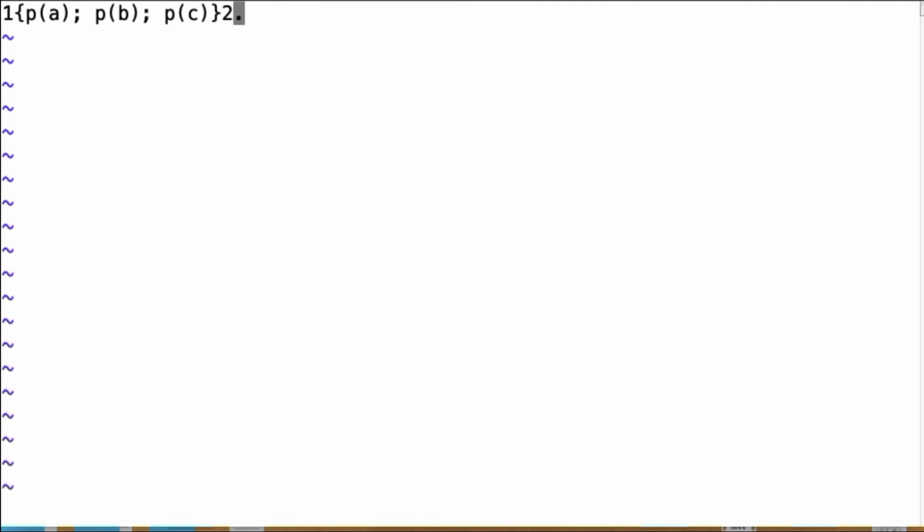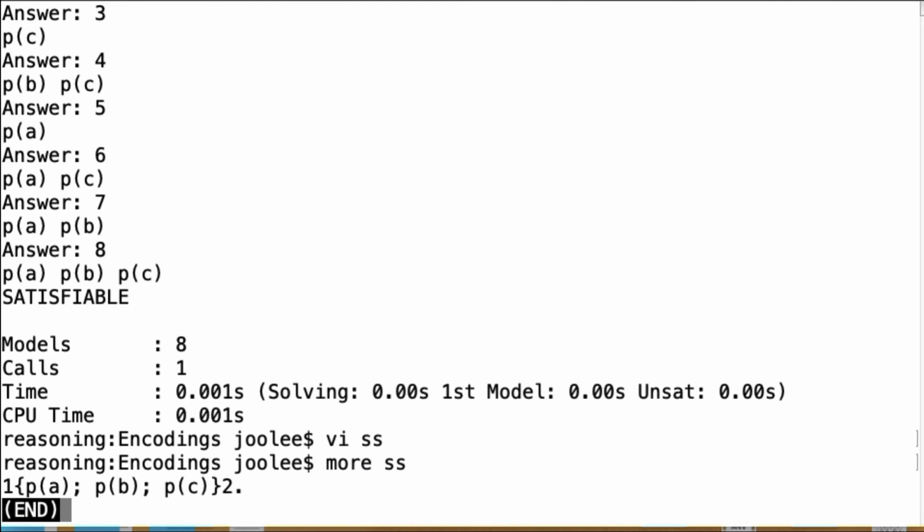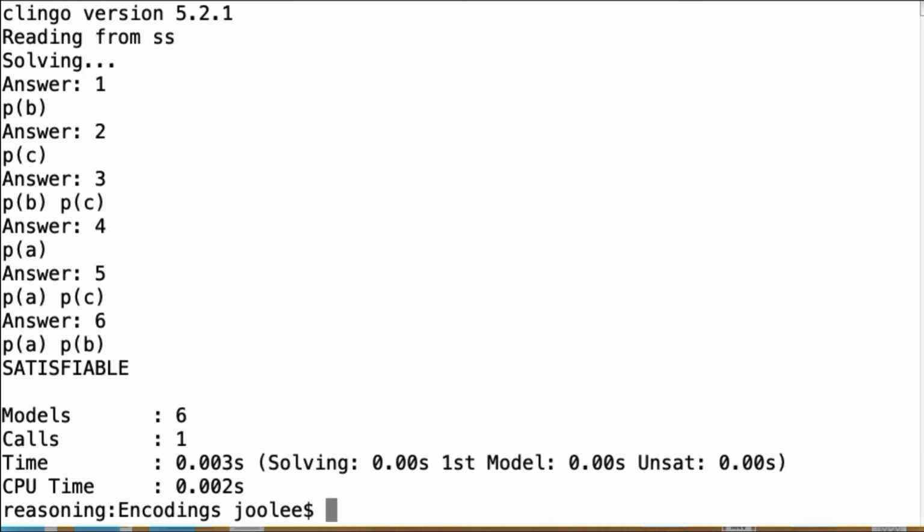So I asked Clingo to return the subsets whose cardinality is within this range. This is the program, SS. And then I put 0 to ask Clingo to return all answer sets, which are all stable models. So there will be 6 stable models here. And as you see, the empty set is not there, and the total set is not there, because they violate this cardinality constraint.